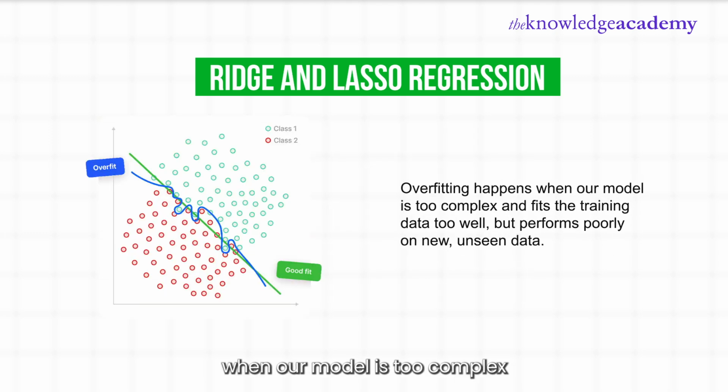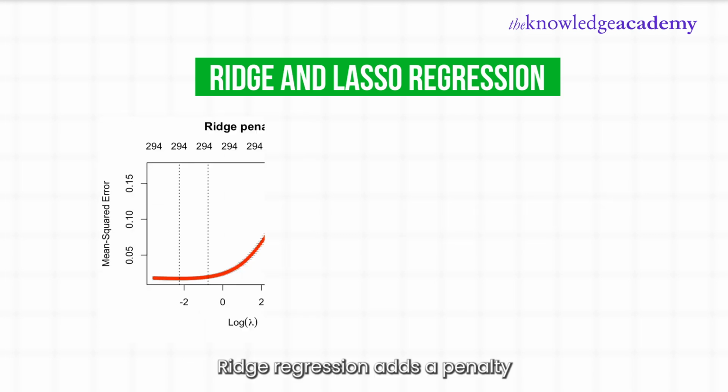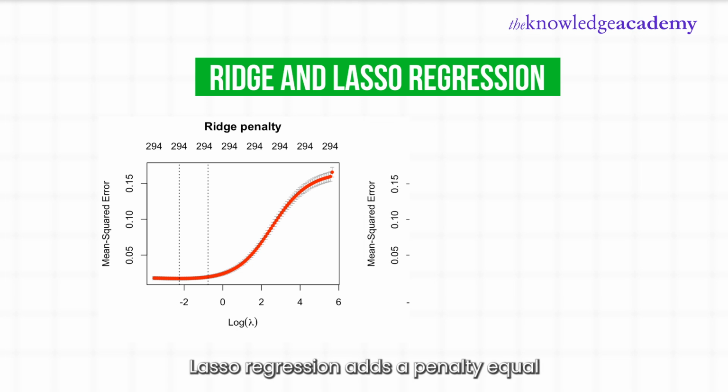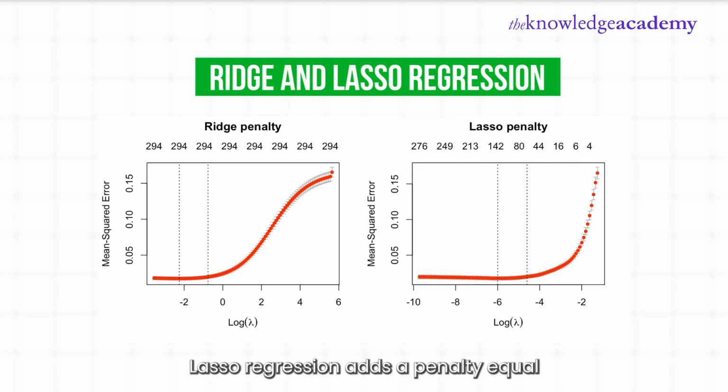Lastly, we have ridge and lasso regression, which are used to prevent overfitting. Overfitting happens when our model is too complex and fits the training data too well, but performs poorly on new, unseen data. Ridge regression adds a penalty term to the cost function proportional to the square of the coefficient values. Lasso regression adds a penalty equal to the absolute value of the magnitude of coefficients. These techniques help keep the model simple and generalizable.